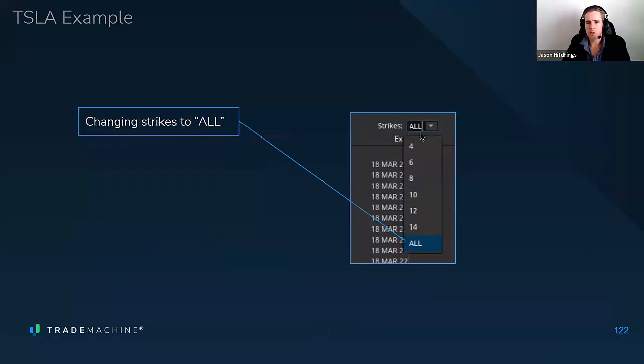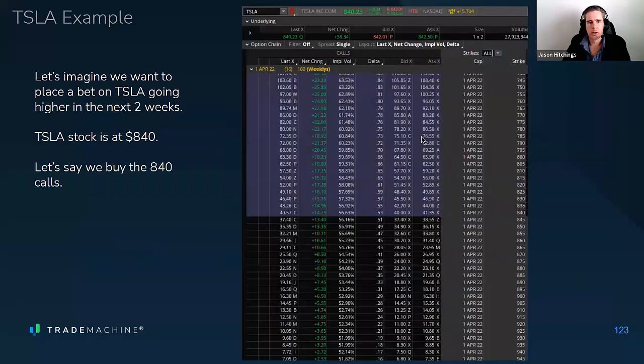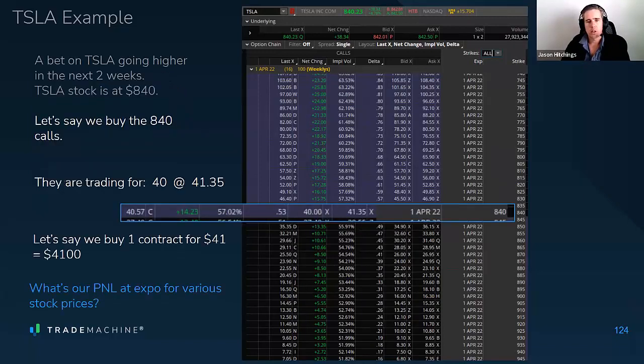If you want to see more strikes, click at the top, go to all. Now you can see all the strikes, because there's a lot more trades you can do than just that small range. So let's just walk through a scenario where we want to buy Tesla, and we want to buy an option for when Tesla goes up. So it's at 840 now, roughly. So we want to capture all the value if Tesla goes above 840. So let's look at that.